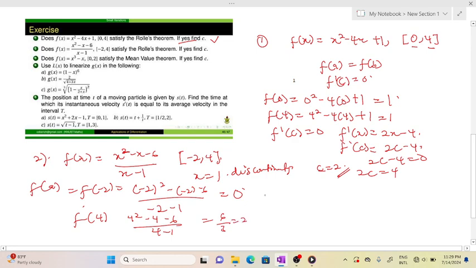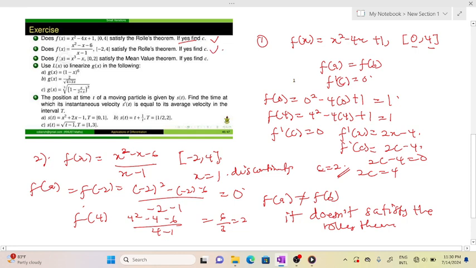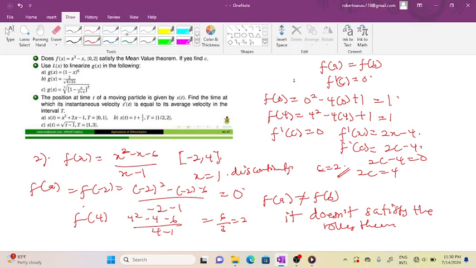Now you can clearly see that my f of a is not equal to my f of b, and also my function is discontinuous at the point x equals 1. Therefore it doesn't satisfy Rolle's theorem, right? So right now we've seen the first and the second problem. Let's move straight to the third problem.